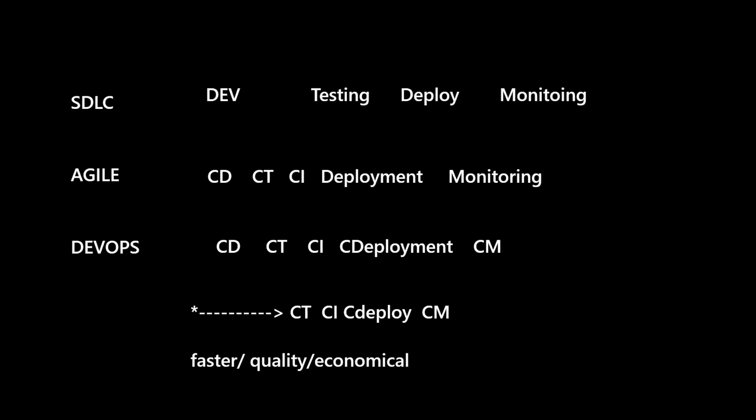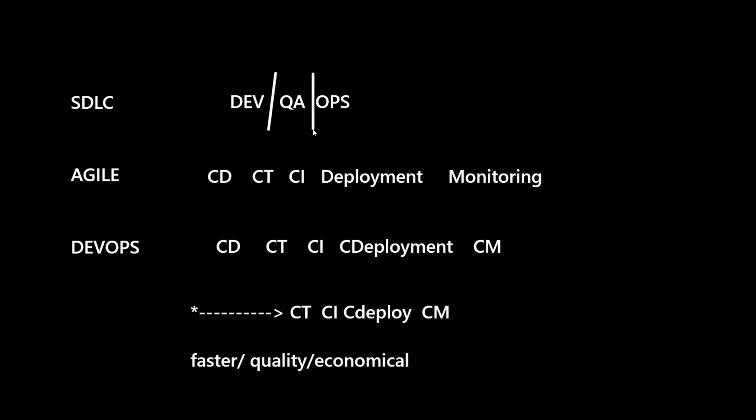Right? This is the difference between the teams with respect to the process. In the SDLC, let's say there are 3 teams: developers, QA, and ops. They were working separately in silos. They didn't understand each other's challenges. They didn't communicate. They were working as separate teams. There would be a blame game. If something goes wrong, developers will blame QA, QA will blame ops, and so on.